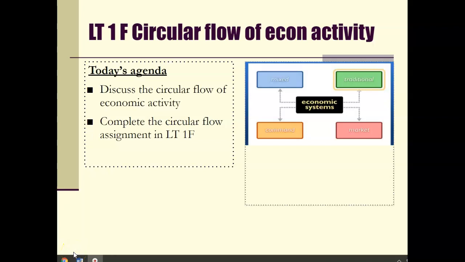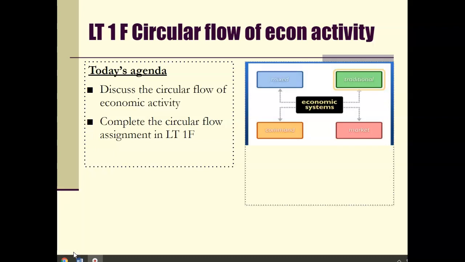Hello students, today we're going to be approaching and talking about Learning Target 1F, the circular flow of economic activity. So today's agenda is to discuss the circular flow and then to complete the circular flow assignment in Learning Targets 1F.